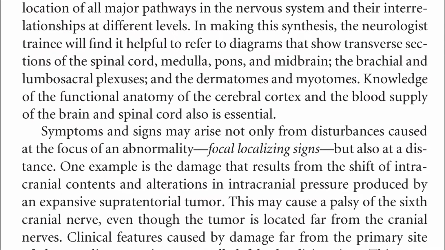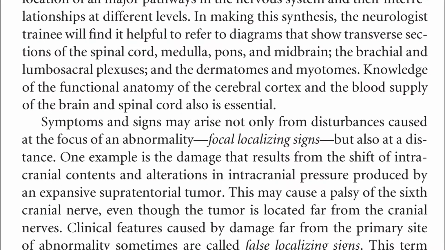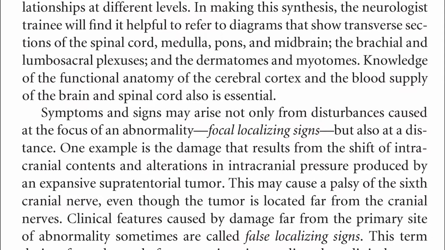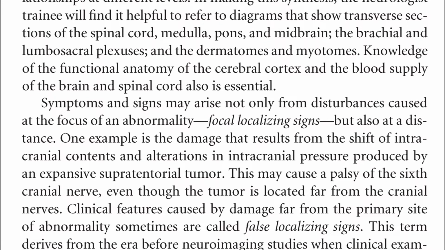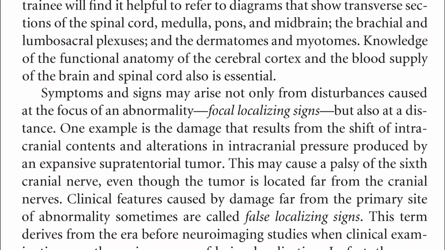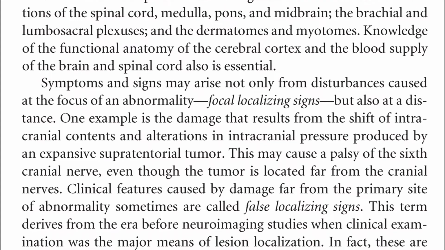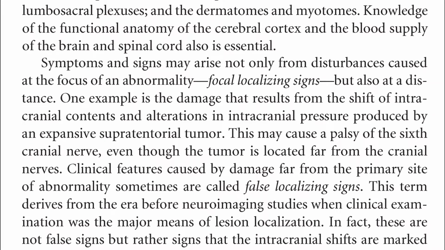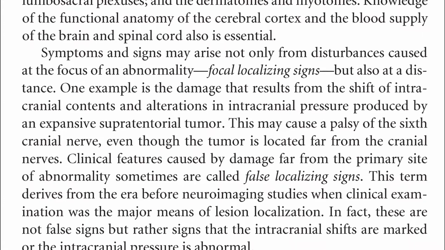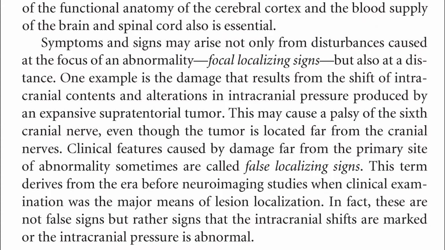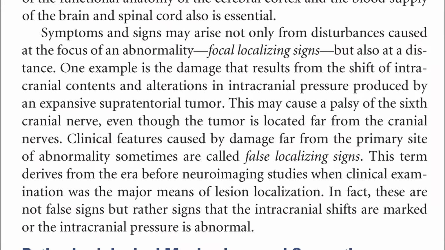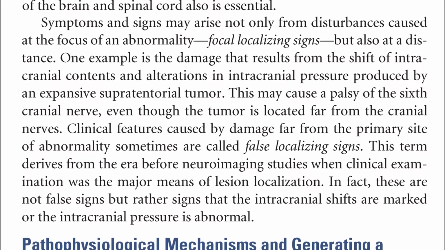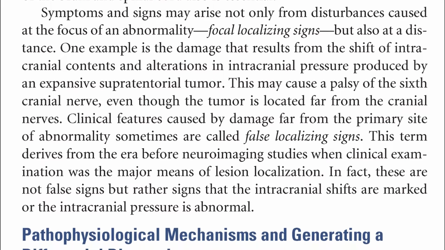Symptoms and signs may arise not only from disturbances caused at the focus of an abnormality, focal localizing signs, but also at a distance. One example is the damage that results from the shift of intracranial contents and alterations in intracranial pressure produced by an expansive supratentorial tumor. This may cause a palsy of the sixth cranial nerve, even though the tumor is located far from the cranial nerves.